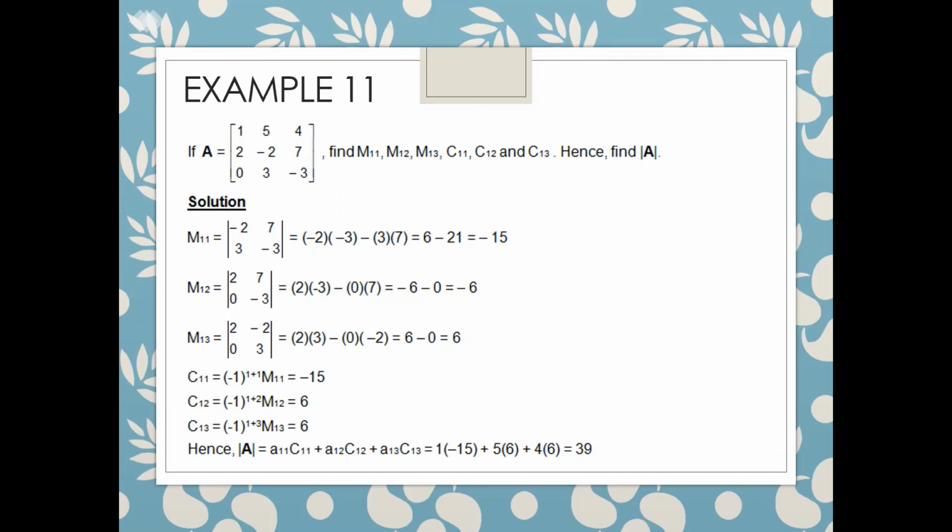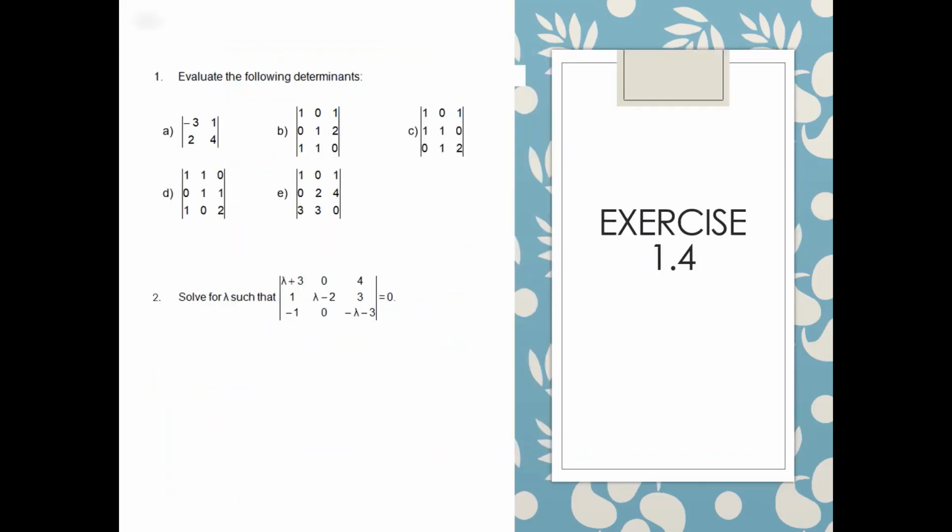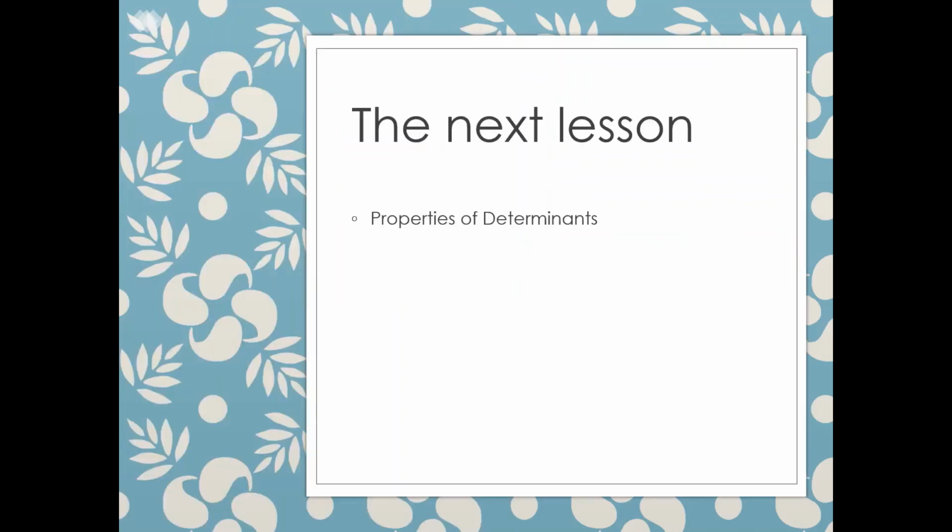Therefore, determinant of A is equal to A11 cofactor 1, 1 plus A12 cofactor 1, 2 plus A13 cofactor 1, 3, which is equal to 1 times negative 15 plus 5 times 6 plus 4 times 6, equal to 39. In order to get a better understanding of this lesson, please do exercise 1.4. In the next lesson, you are going to learn about properties of determinants.